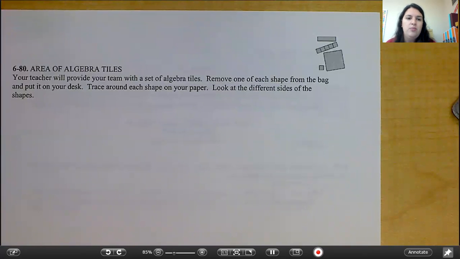Your teacher will provide your team with a set of algebra tiles. Remove one of each shape from the bag and put it on your desk. Trace around each shape on your paper. Look at the different sides of the shapes.